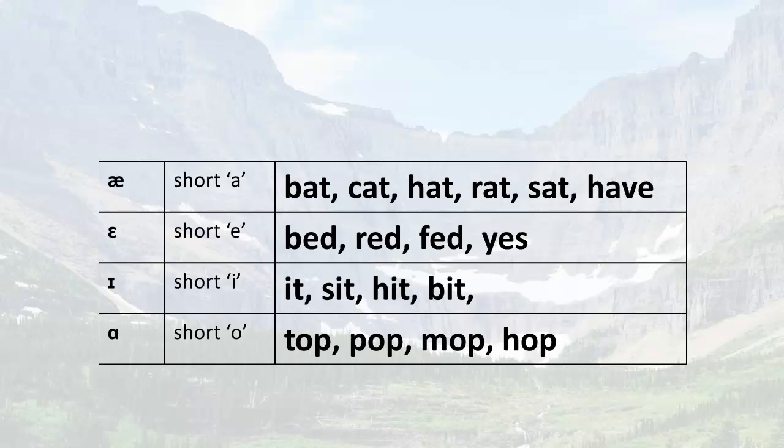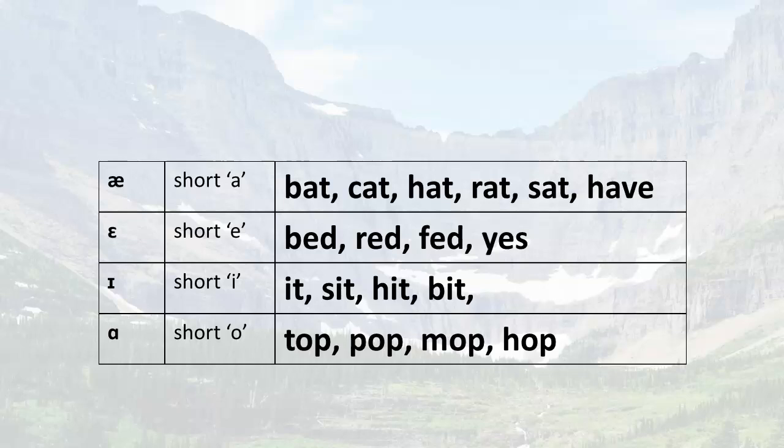Okay, let's review and add our new sound. Remember, a: bat, cat, hat, rat, sat, have. E: bed, read, fed, yes. I: it, sit, hit, bit. And now we have ah: top, pop, mop, hop.